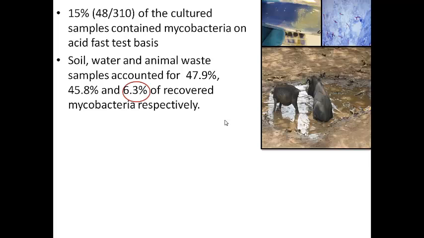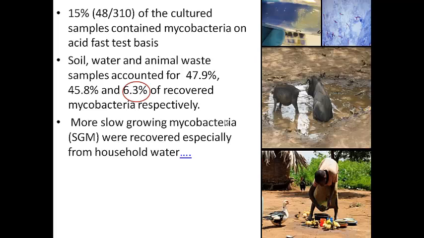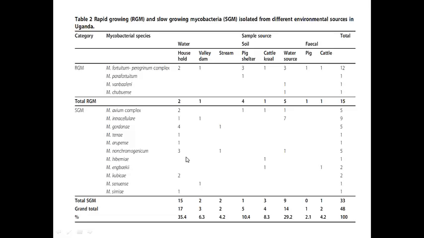That means that the animals are playing a key part in contaminating the environment. We found more slow-growing mycobacteria, and by slow-growing mycobacteria, these are the ones that are documented to be more pathogenic to animal and human. We found more of these in the household water, that water that they use for washing dishes, for showering, for drinking, and all that, the whole host of things that you would use domestic water for.